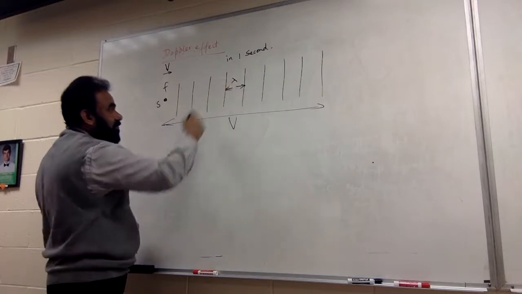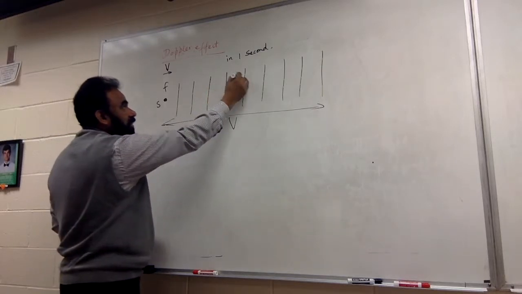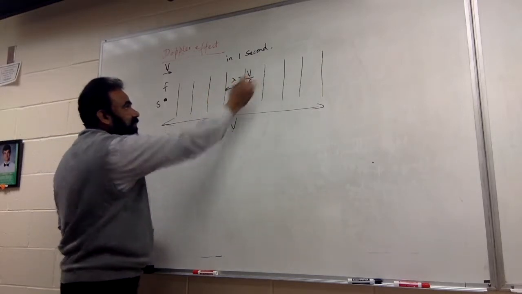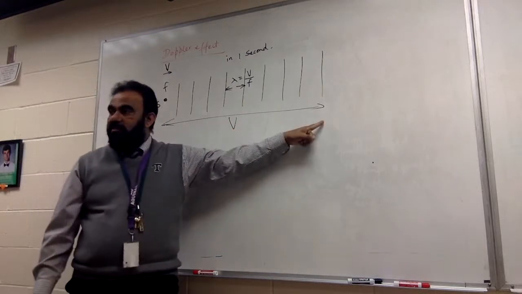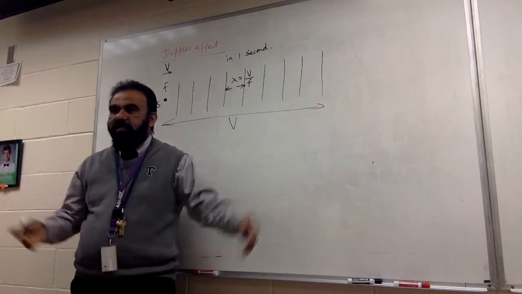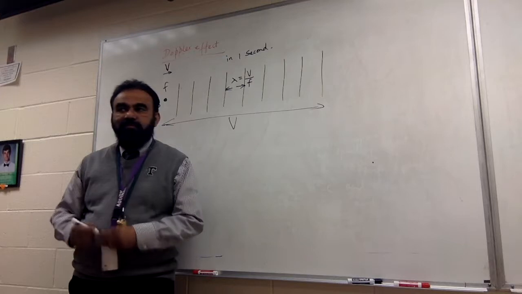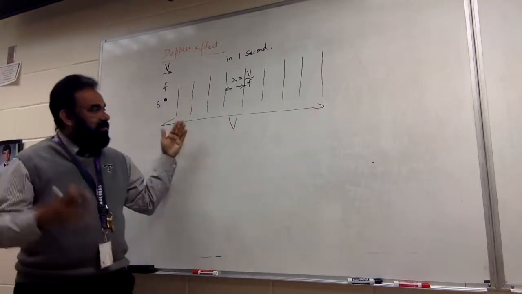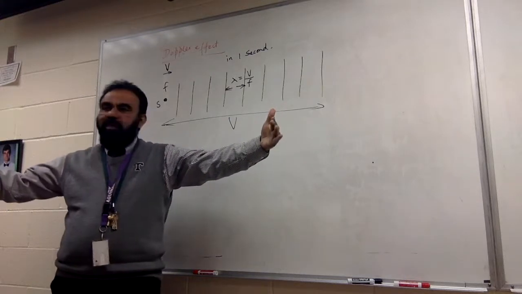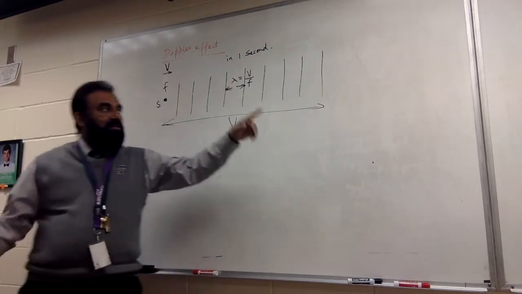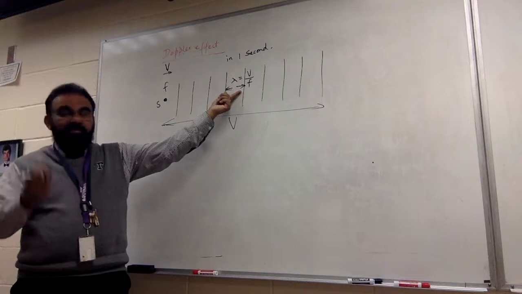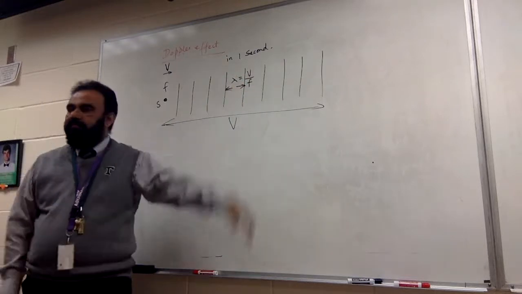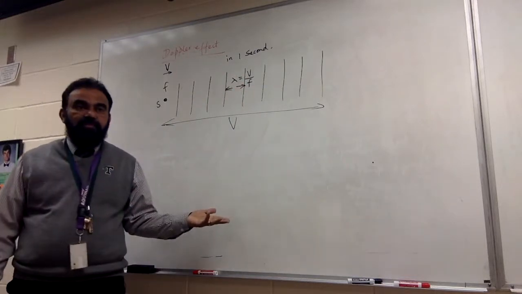What is the wavelength? Wavelength is V divided by F. V is the total distance, and there are F waves in that space. Make sense or not? Okay. There are F waves taking up a distance of V meters. Therefore, the distance of each wave is simply V over F. That is the wavelength equation.